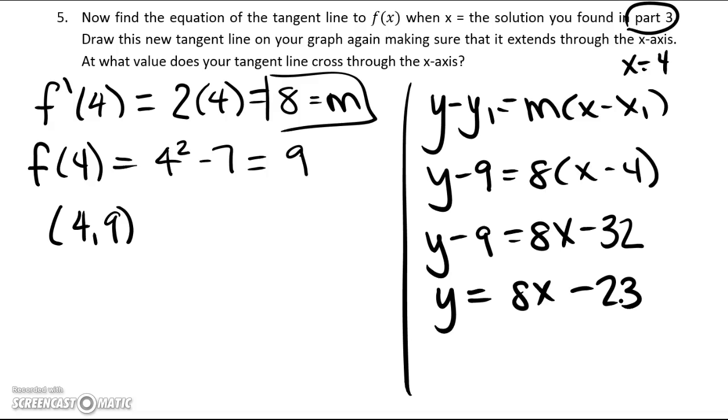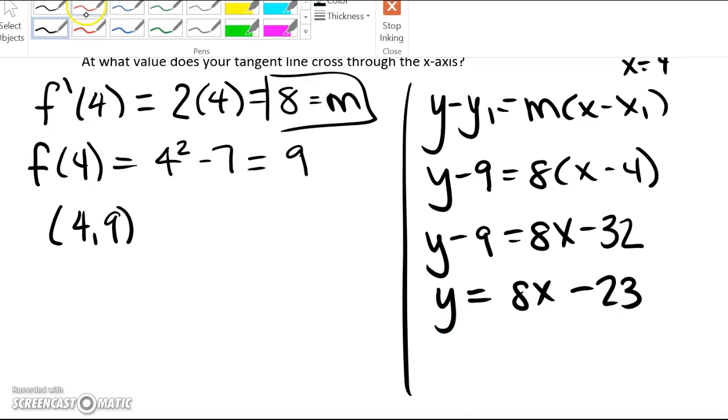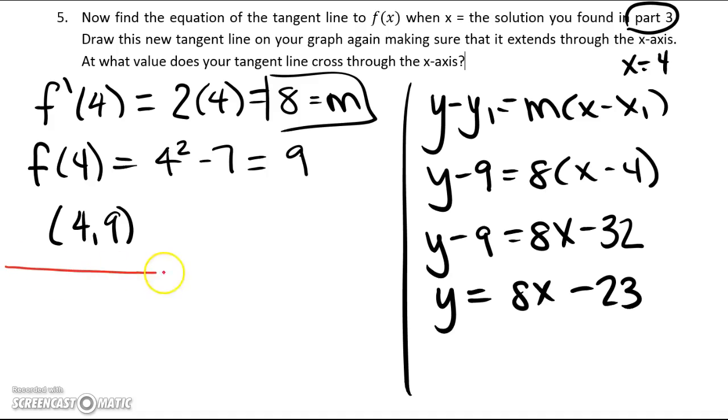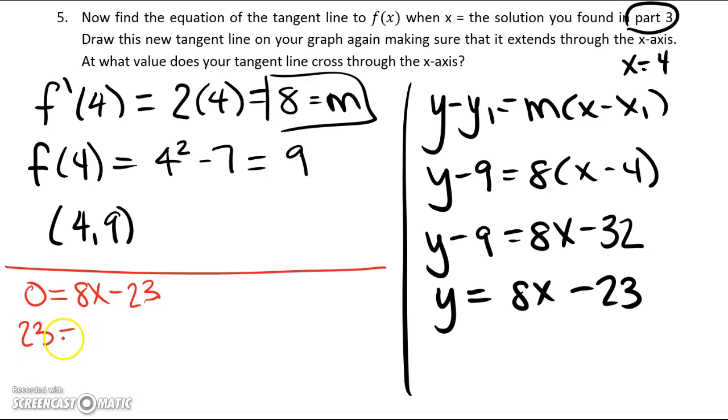Now we know that the eventual goal of this is going to be to solve this equation that we found for the tangent line when y is equal to 0. So before I travel to the next screen, I'm going to do that for you. We're going to end up getting then 0 is equal to 8x minus 23. Adding 23 to both sides, we get 23 is equal to 8x. And then dividing both sides by 8, we end up getting a solution of 2.875.